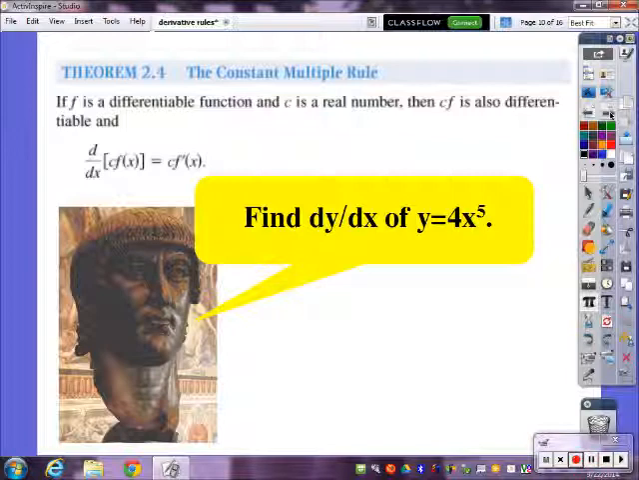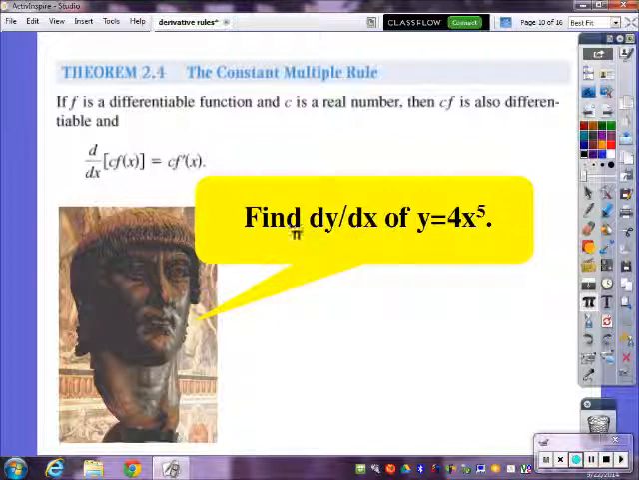Alright, the next rule is the constant multiple rule. It states if f is a differentiable function and c is a real number, then c times f is also differentiable. And the derivative of c times f of x with respect to x equals c times f prime of x. So all this is saying is if I have some constant that the function is being multiplied by, I take the derivative of my function and carry that constant over.